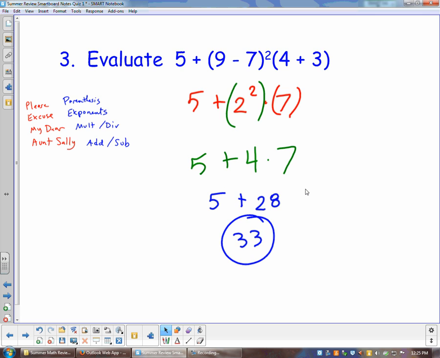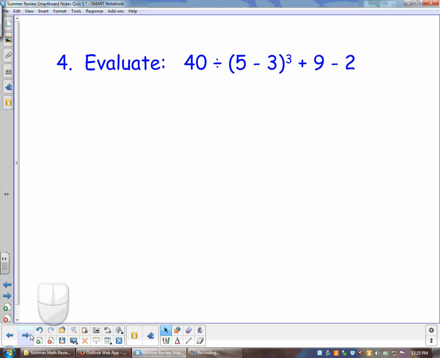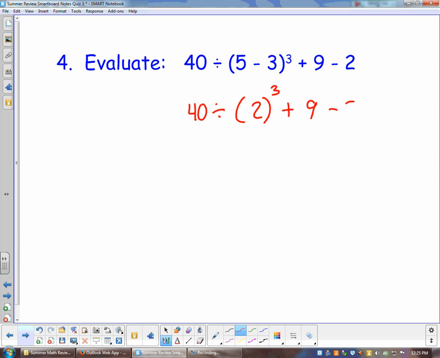Okay, let's take a look at another example. How about this one? This one says 40 divided by 5 minus 3 cubed plus 9 minus 2. Order of operations says I should do parentheses first. So I'm going to have 40 divided by 2 cubed plus 9 minus 2. Order of operations says do exponents next. So 2 cubed would be 8. That's 2 times 2 times 2, which is 8. So I have 40 divided by 8 plus 9 minus 2.